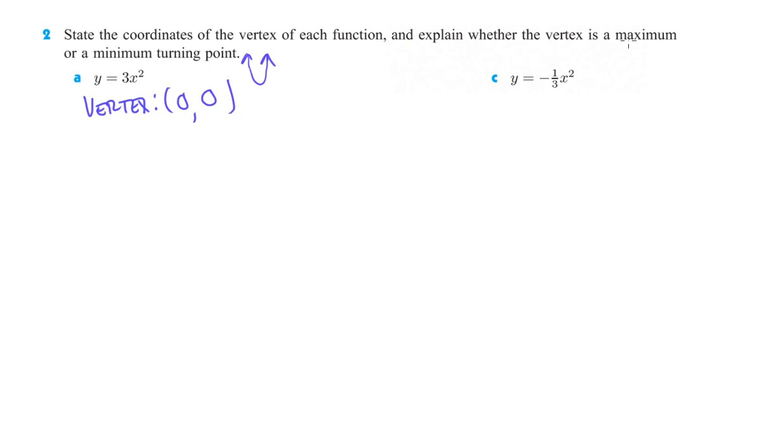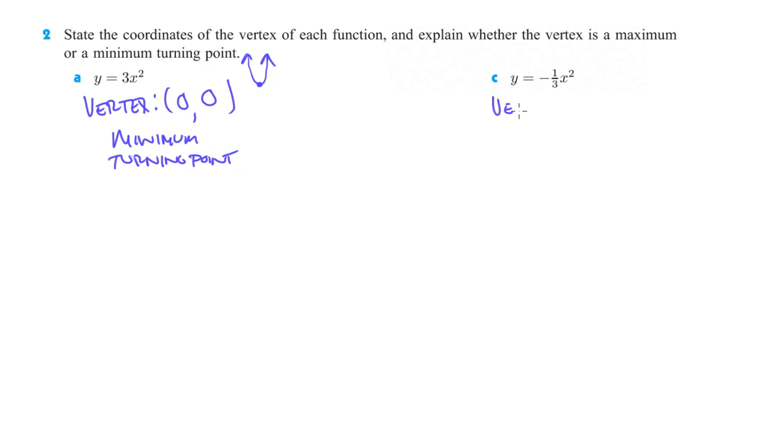And it says, is the vertex a maximum or a minimum? So is this a minimum point or a maximum? That's the lowest it ever gets. So this would be a minimum turning point, they call it. Okay, turning point from where, like as we're moving, say, left to right, on this case, it stops going down and it starts going back up. That's the turning point. Okay.